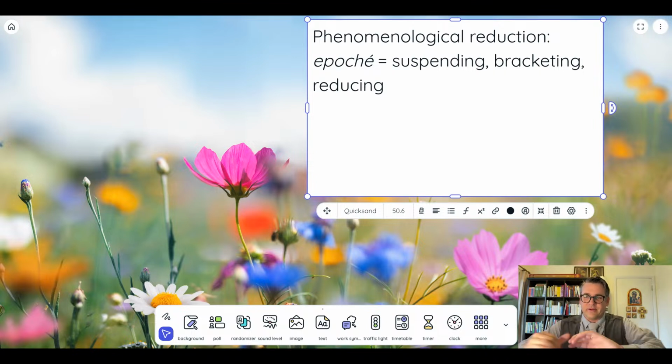And I have this background of beautiful flowers because when the natural attitude is reduced, perception comes to life all the more. It's a beautiful thing, really. What payoff this has in practical living, this phenomenological reduction.